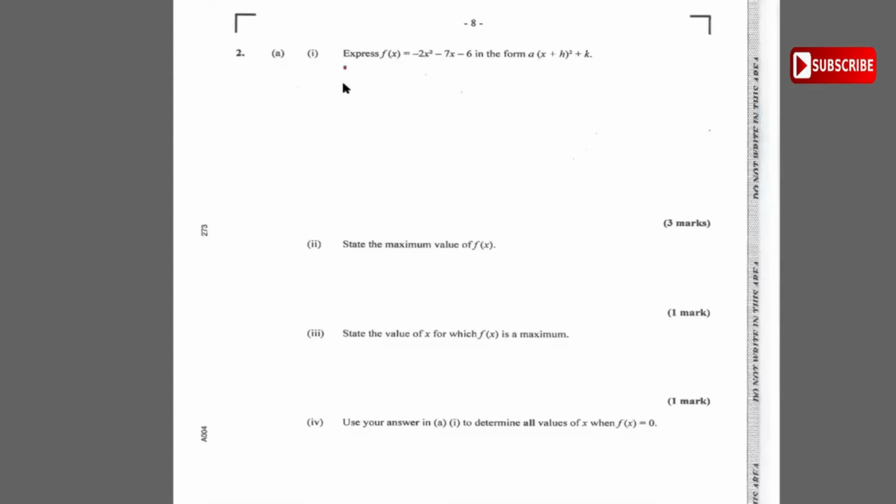So h is going to be equal to minus b over 2a. So that is negative 7 over negative 2. That's how you're going to find h. And so in reality, h is negative 7 over negative 2. That's just 7 over 2. So that gives you h.